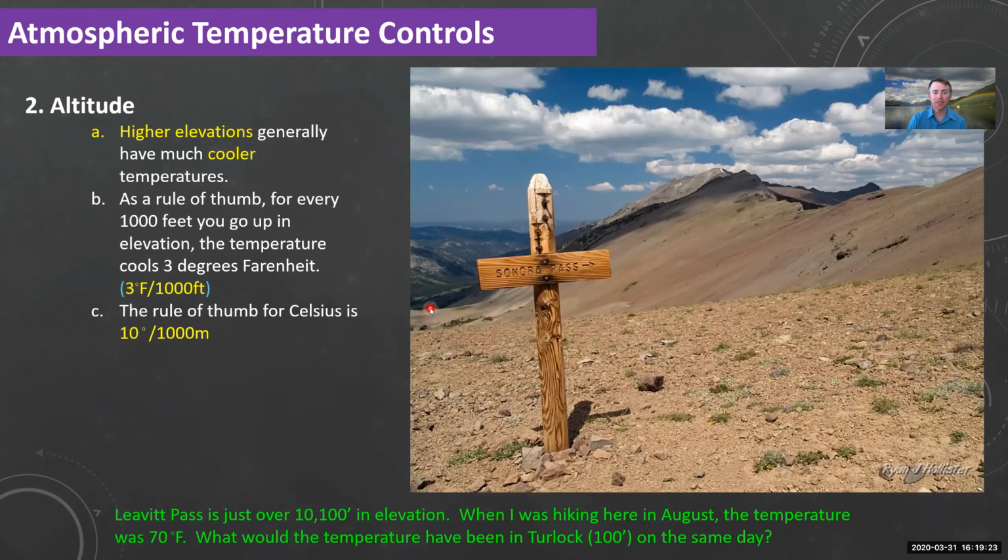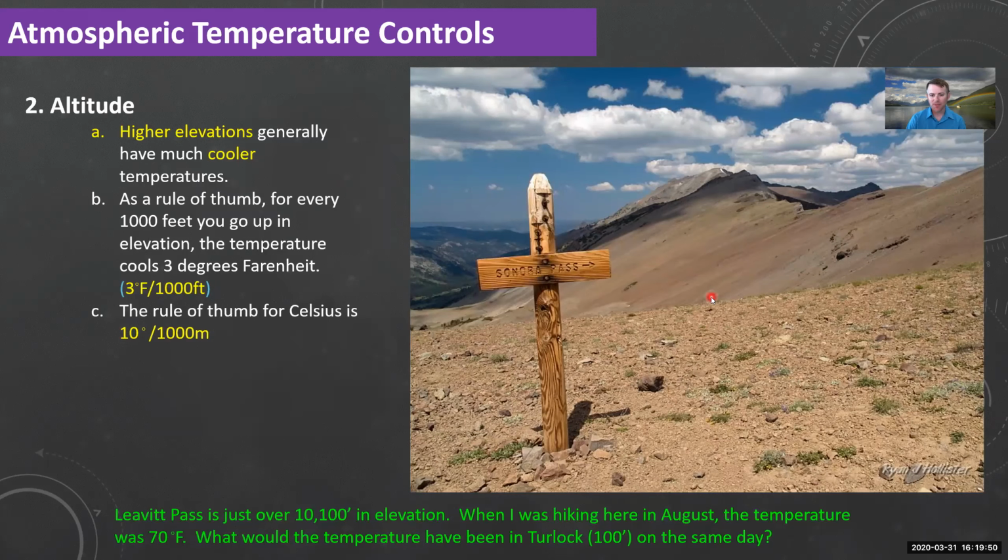The altitude. High altitude, high elevations, generally way cooler than they are down in the valley. And if you've ever been to the Sierras hiking in the summer, you know that. And so here's a quick rule of thumb. It's that for about every 1,000 feet that you go up in elevation, the temperature drops by about 3 degrees Fahrenheit. That's just a quick rule of thumb. If you want to do in Celsius, it's about 10 degrees Celsius for every 1,000 meters that you go up.